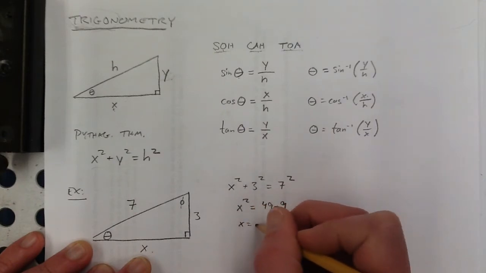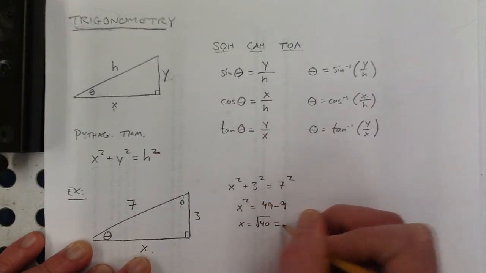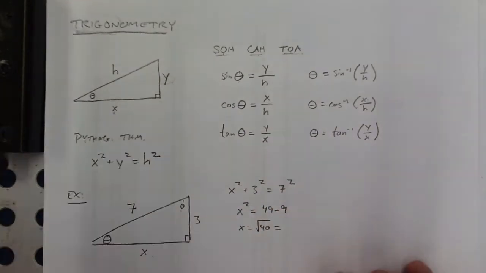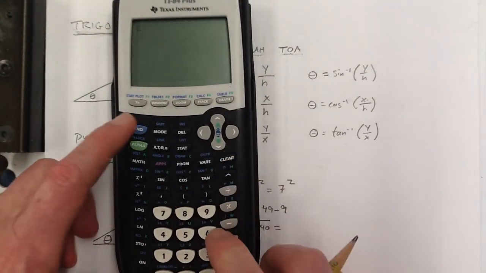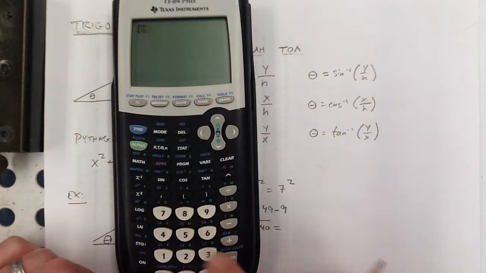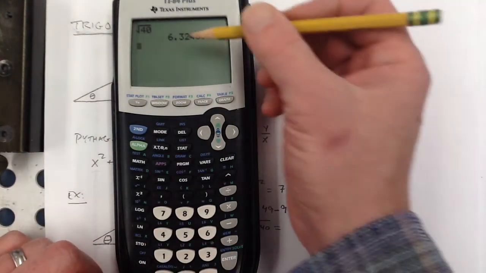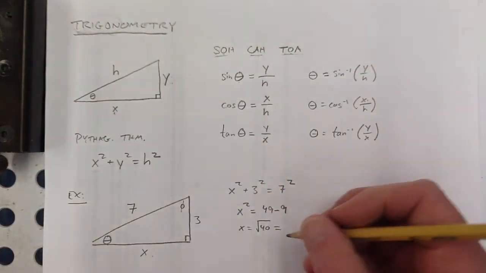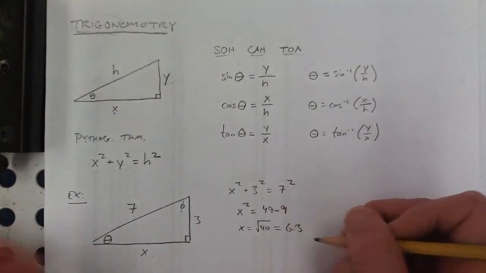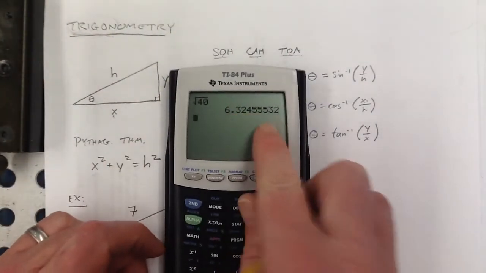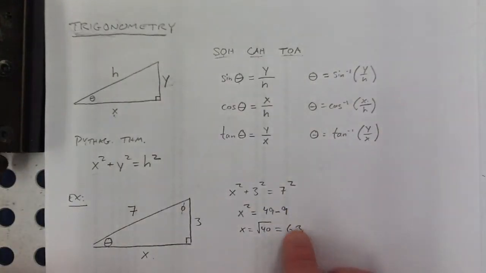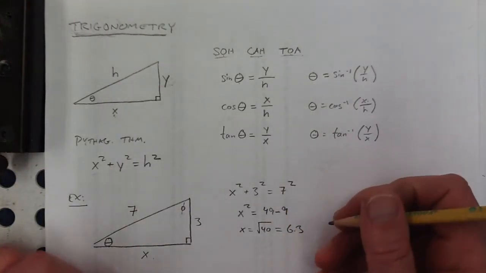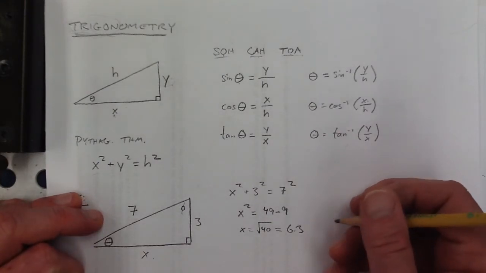So x is equal to the square root of 40, which is fine, I guess, but in physics class usually we want actual decimal numbers. So let's call that 6.3. That's good enough. Don't be writing down all the numbers all the way across your screen. Nobody wants to see that. Give me 1 or 2 decimal places, that'll be fine. All right, so that's 6.3.